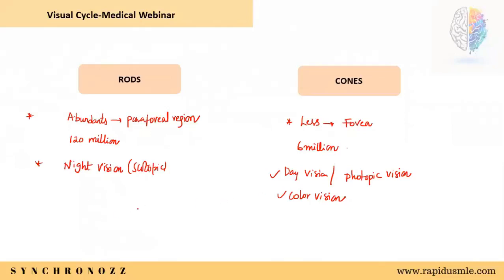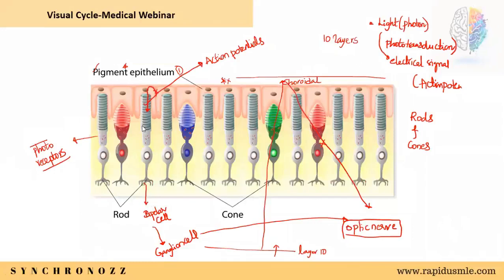Let's go into the structure of these rods and cones, how they look. Let's go back to the previous slide. You see here that these are rods. Rods and cones have a unique single structure. So what is that unique structure? You need to remember, it has two segments. Photoreceptors have two segments, the outer segment and the inner segment. So these are the two segments of a photoreceptor.